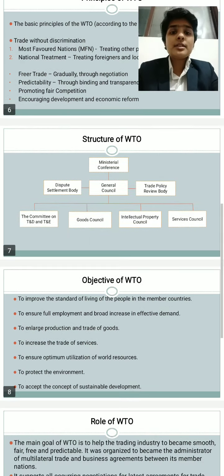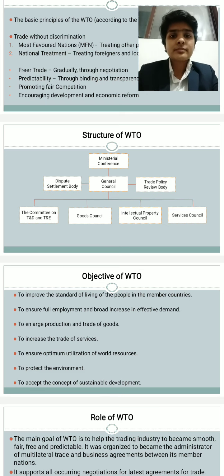Now let us see the structure of the World Trade Organization. Here we can see the structure. First is the Ministerial Conference. The Ministerial Conference is divided into three parts: the General Council, the Dispute Settlement Body, and the third is the Trade Policy Review Body. Then the General Council is further divided into four parts. The first is the Council on Trade and Development and Trade and Environment. The second, Goods Council. The third, Intellectual Property Council, and the fourth, Services Council. This is how it is structured.